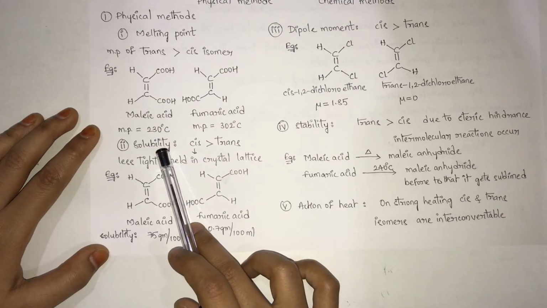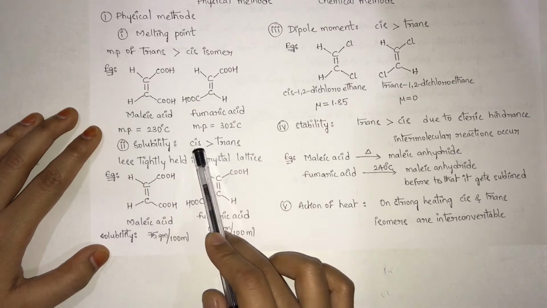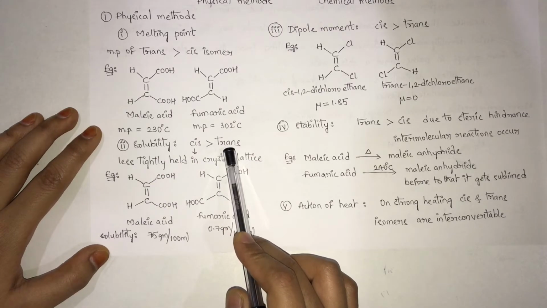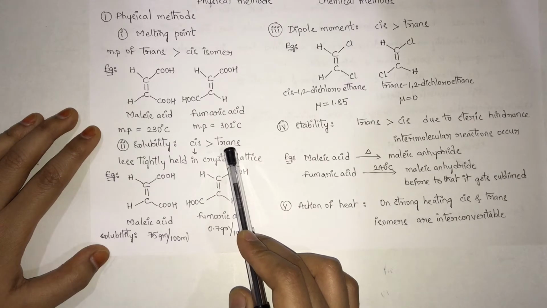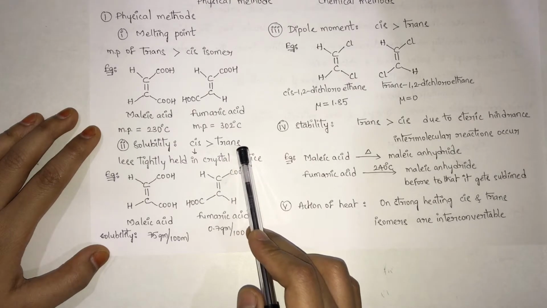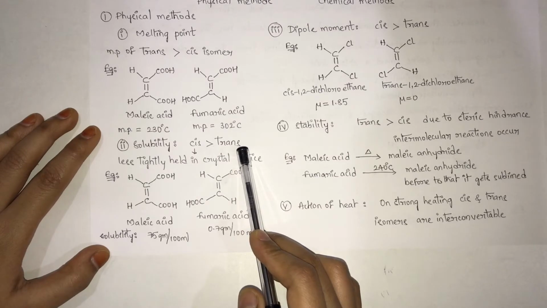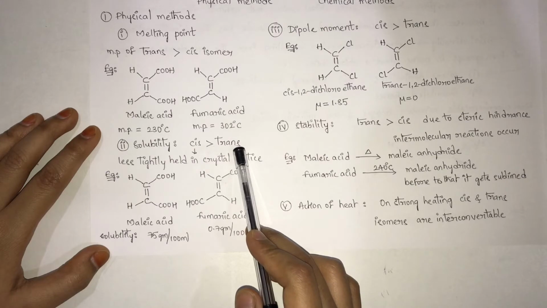Next one, solubility. The solubility of cis isomer is greater than that of trans isomer. Why? Because trans is a symmetrical molecule, which is tightly held in a crystal lattice. So in order to dissolve, it should break all the intermolecular forces present in that particular isomer.